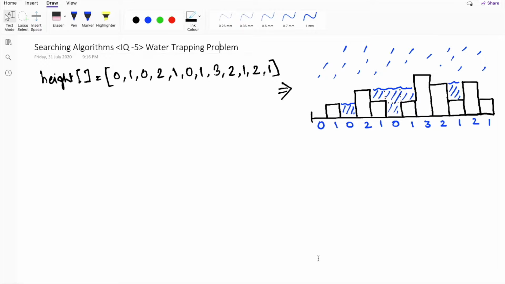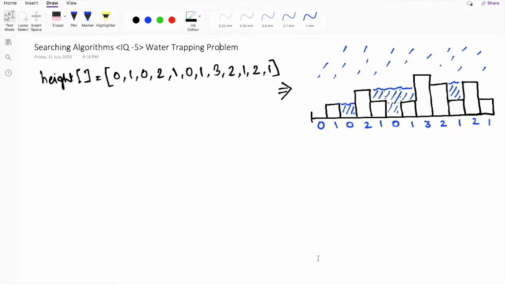Today we're going to discuss another classical problem for technical interviews which has been asked in many product-based companies like Microsoft, Amazon, Twitter and many others. Because it not only judges the knowledge of data structures and algorithms but also judges the problem-solving ability of a candidate during an interview.